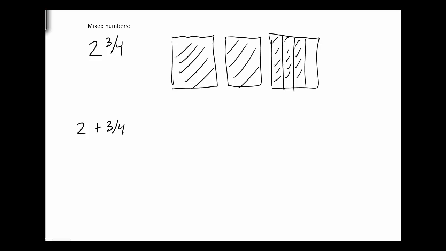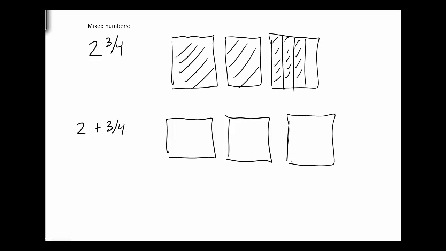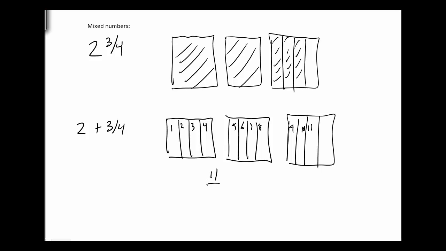And then I want to look at each of my wholes, and I want to divide it up into the same number of pieces that I have that third one split up into. So I want to take that whole and split it up into 4. And then I just want to count. So how many of these fourths do I have? I have 1, 2, 3, 4, 5, 6, 7, 8, 9, 10, 11. So 2 3/4 is equivalent to 11 over 4.